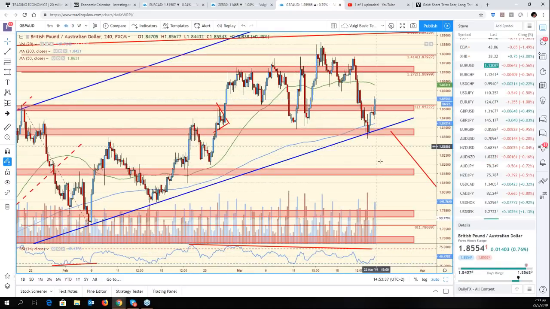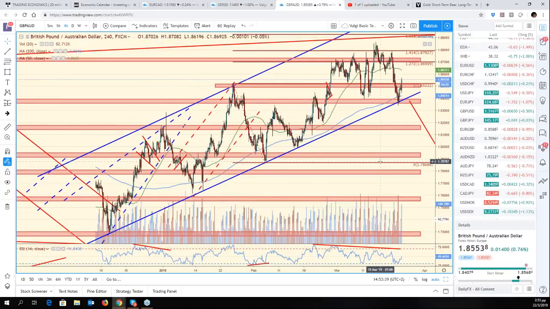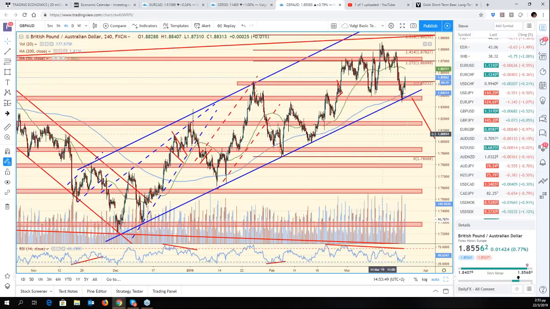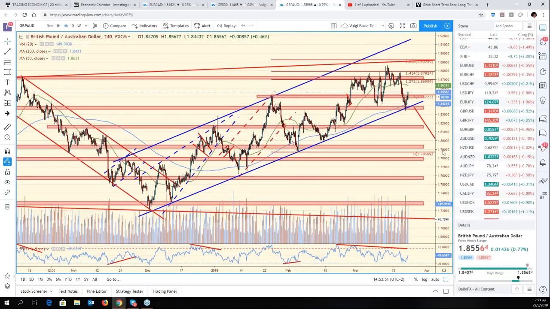Now, unsurprisingly, and I say unsurprisingly because, as you see, the market has already respected this trend line. What is it, like 5 times? This ascending channel's support at pound Aussie held once again.